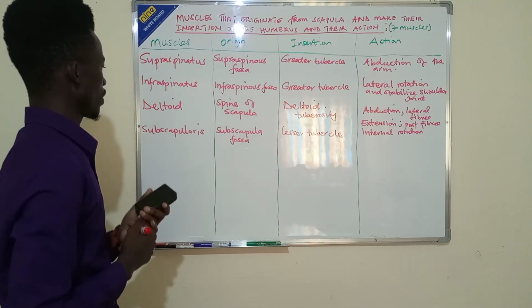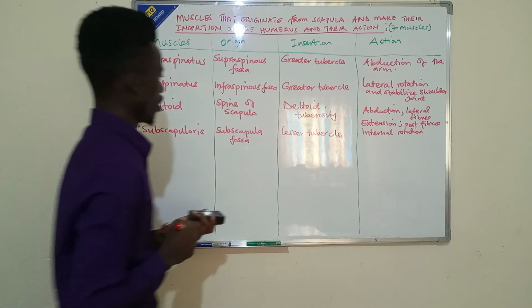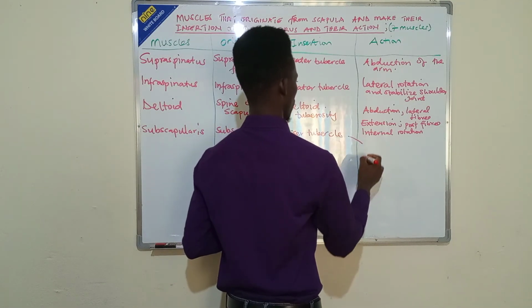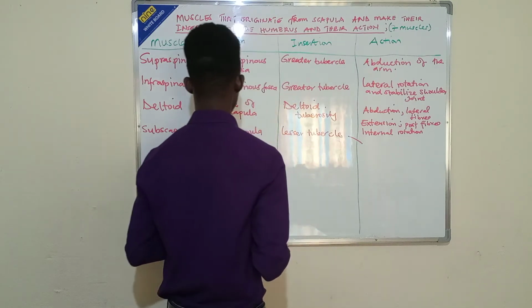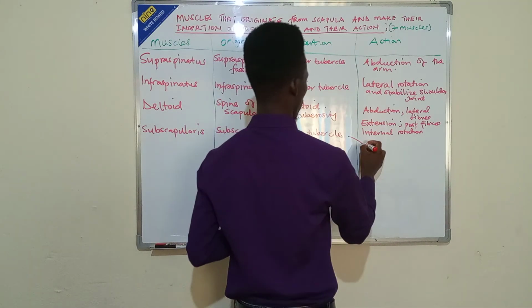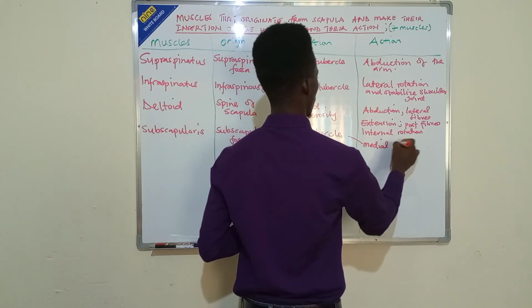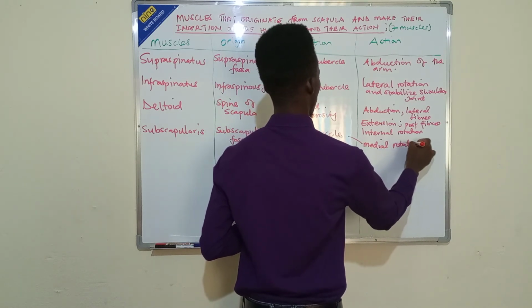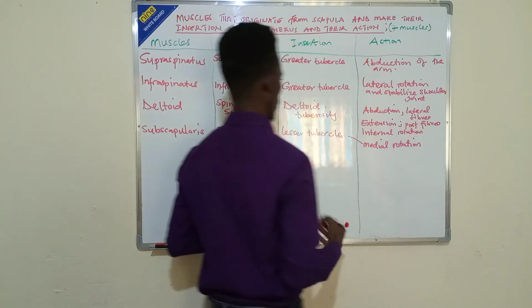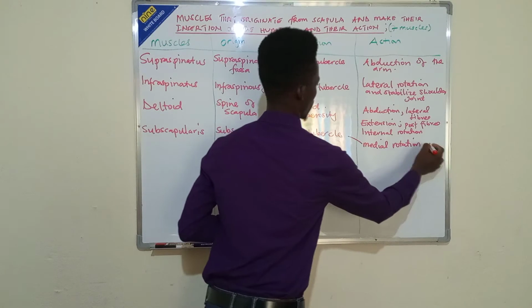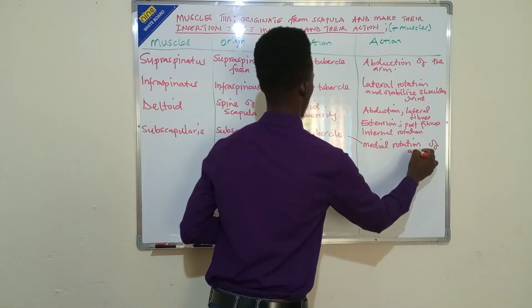This muscle, known as subscapularis, is important in causing what we call medial rotation. So medially, it can rotate or internally rotate the arm. That's medial rotation of the arm.